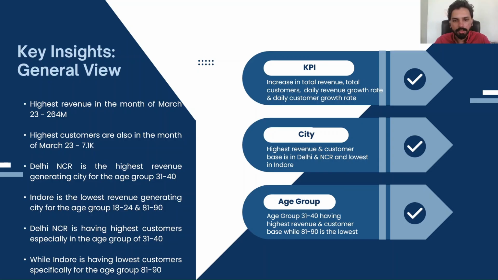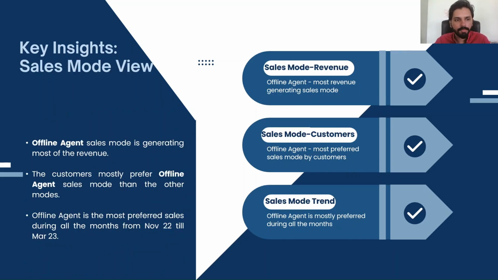Now let's go to the next view, key insights from the sales mode view. We have clearly understood that offline agent is the most revenue generating sales mode and is also mostly preferred by the customers. The second one, sales mode by customers. And if we see the sales mode trend, offline agent is increasing every month. In the month-on-month trend, we can see there is a positive increase in offline agent sales. So these were all the insights of the sales.